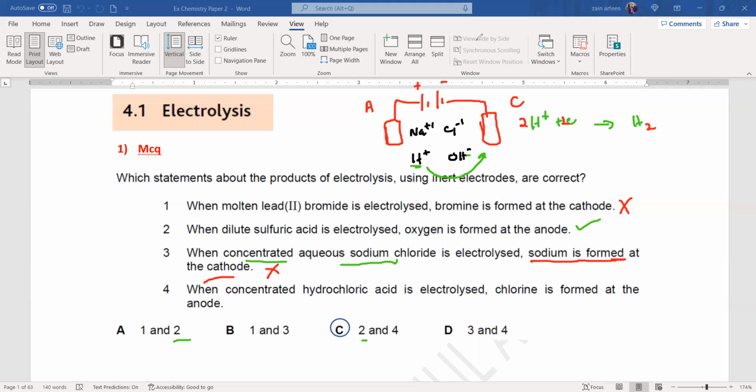And the fourth statement, concentrated hydrochloric acid. If we have hydrochloric acid, it contains H+, Cl-, and from water H+ and OH-. Hydrogen ions will move towards the cathode, and for negative ions, we check the amounts. The ion which is more in the solution, as it is concentrated, is Cl-. So Cl- will move towards the anode. When chloride ions move there, each loses 1 electron to form a chlorine atom. When 2 chloride ions lose 2 electrons, they form chlorine gas. So the fourth statement is also correct. So 2 and 4 are the right statements. That's why C is the right answer.